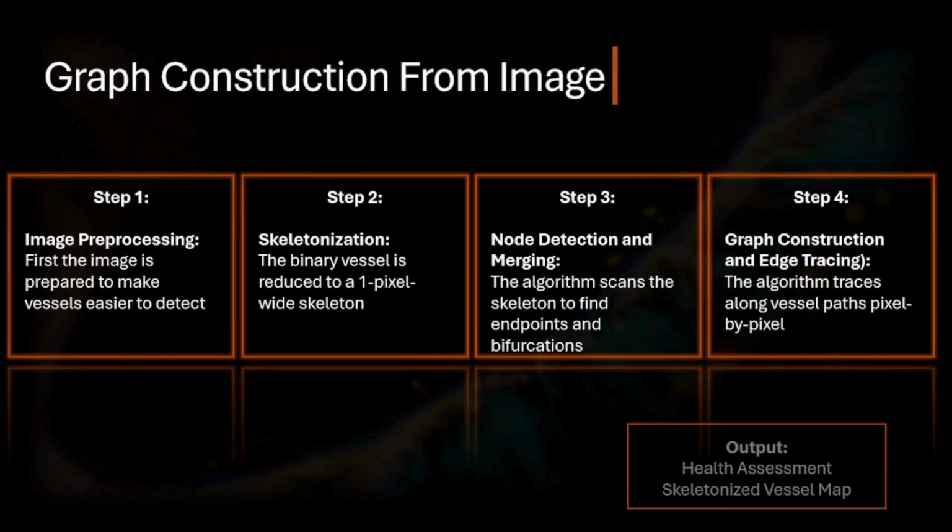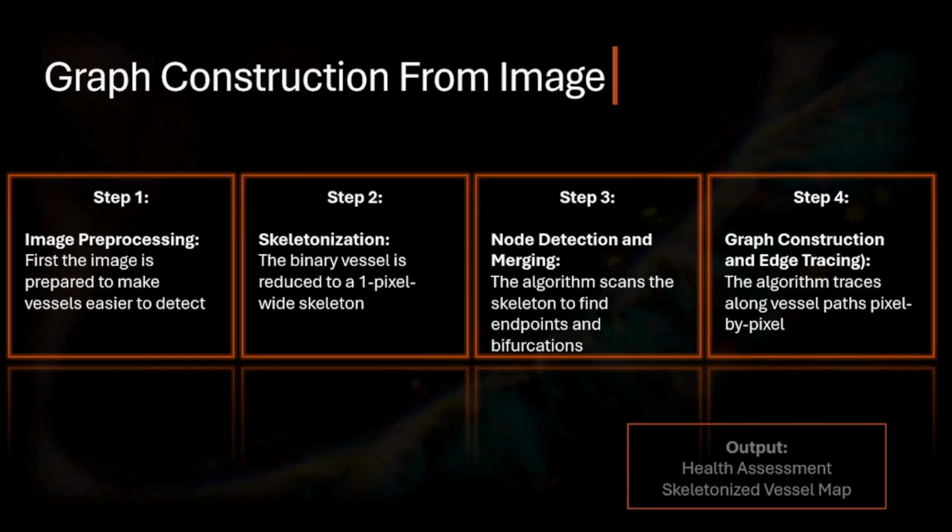The second stage is skeletonization, where the binary vessel image is reduced to a 1 pixel wide skeleton. This keeps the structure of vessels but removes thickness, making graph extraction easier. The third stage is node detection and merging. The algorithm scans the skeleton to find endpoints and bifurcations. Nearby nodes are then clustered together to remove duplicates and noise.